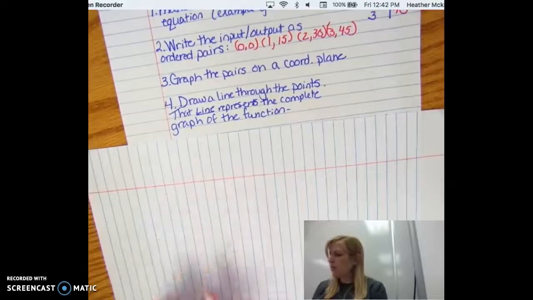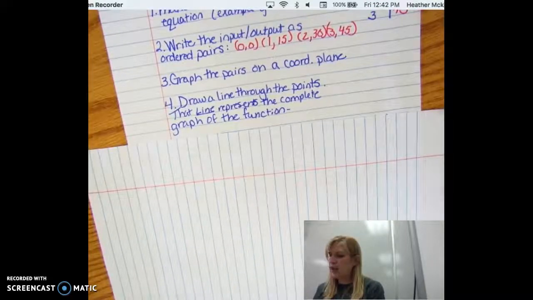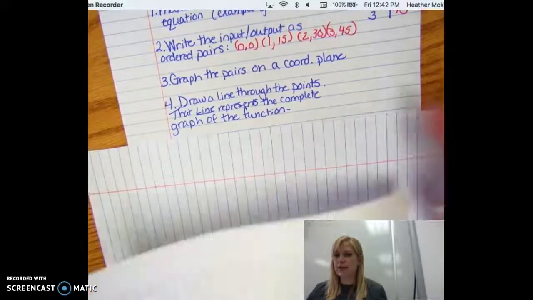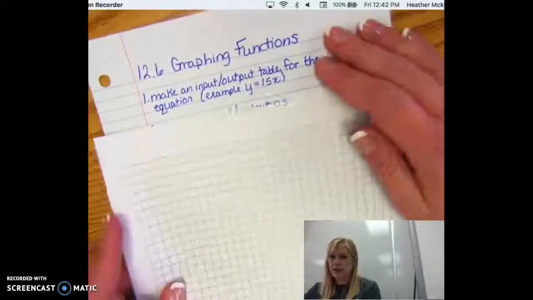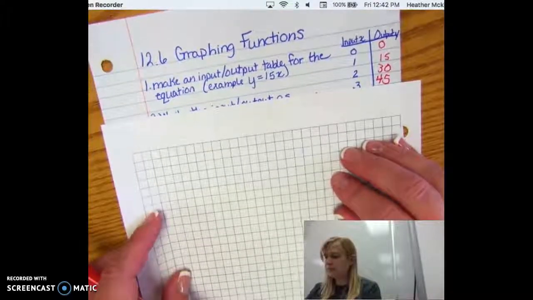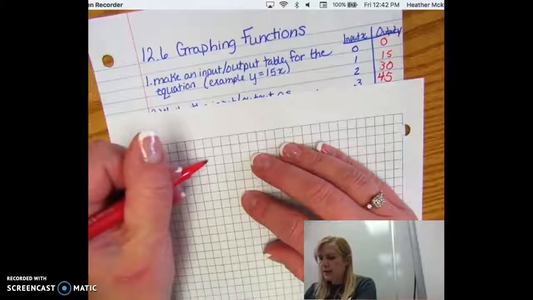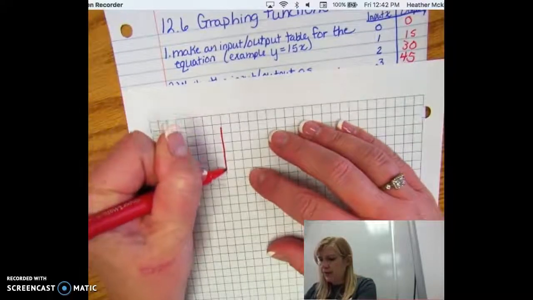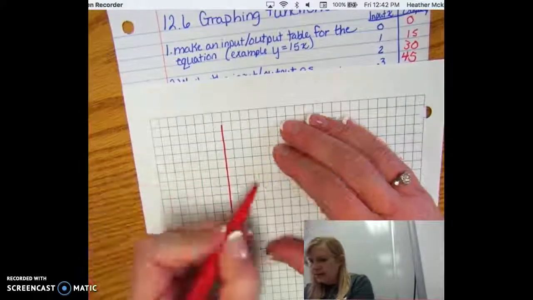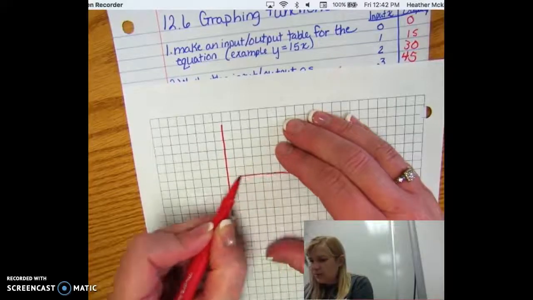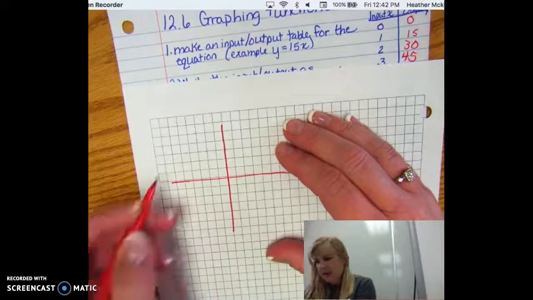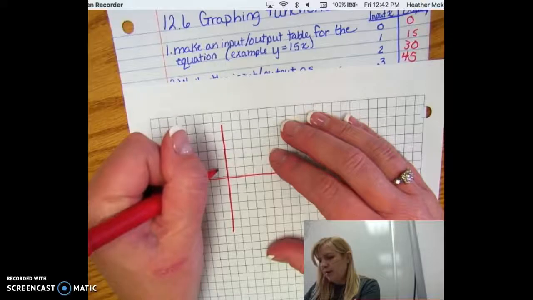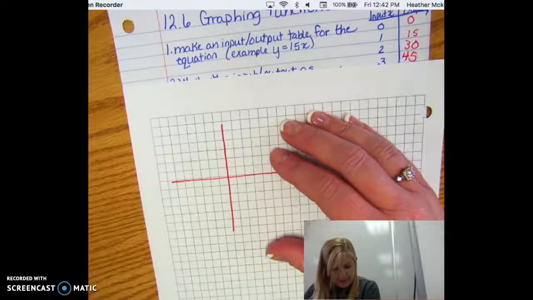So now I'm going to switch over to my graph paper and we are going to graph these points. I'll try to keep this so that you can see. I am going to go like this, and I'm going to go like this.